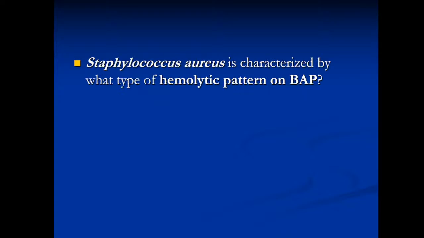Now, let's move on to Staphylococcus aureus. It's characterized by what hemolytic pattern on blood agar plates? Can anybody answer? Staphylococcus aureus is characterized by what type of hemolytic pattern? You can use the chat box if you want. Let's try with people in the chat. I want to see what everybody's thinking. You have three hemolytic patterns. Your choices are alpha, beta, and gamma hemolysis. Everybody, type in the chat what you think is the correct answer to this slide.